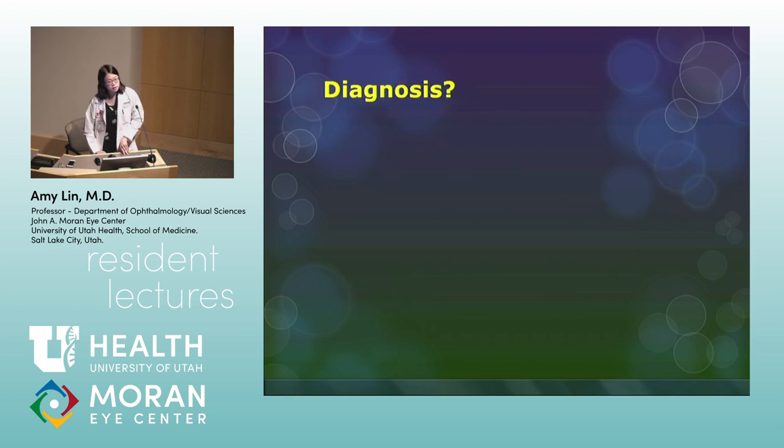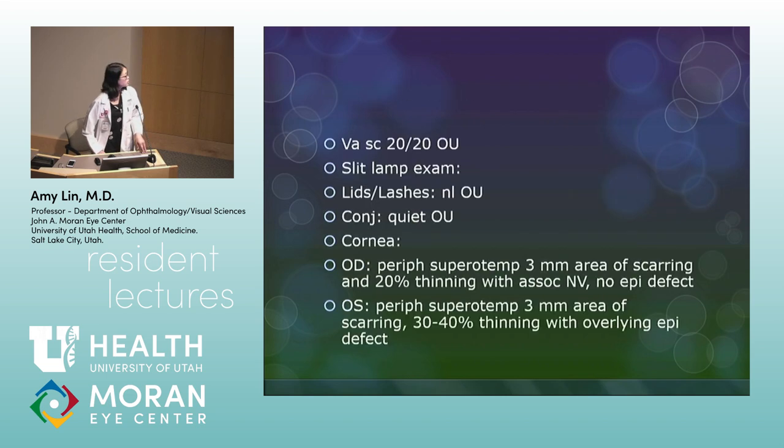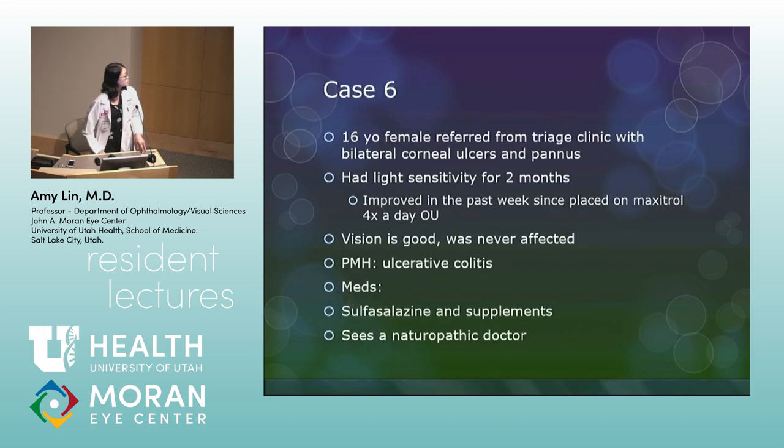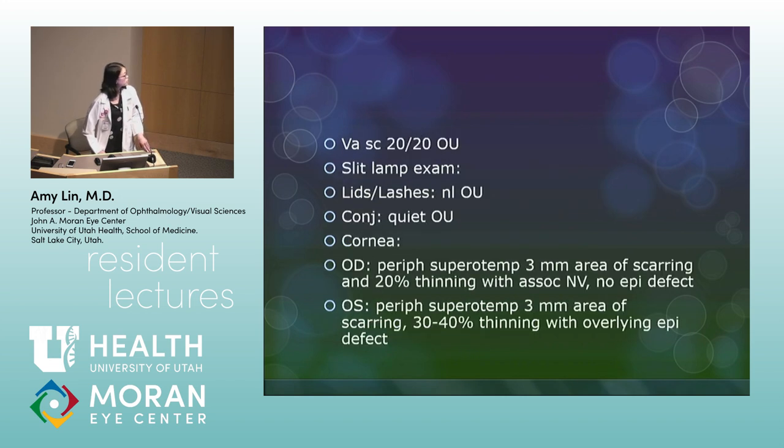So what's the diagnosis of what's going on in her eyes? So again, there is her history. Bilateral ulcer, she's got ulcerative colitis. She is better on Maxitrol. And she's got these bilateral areas of thinning. There's an epi defect in one eye. So I'm not seeing her quite super acutely, but there's something that was acute there. What's your differential? What's that? PUK.